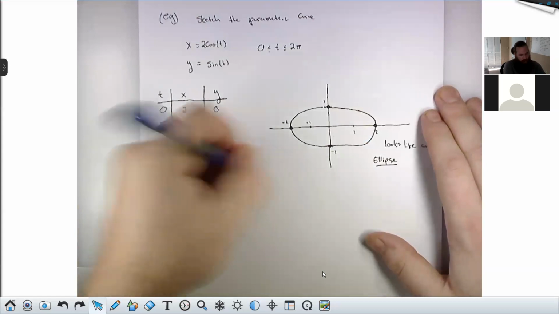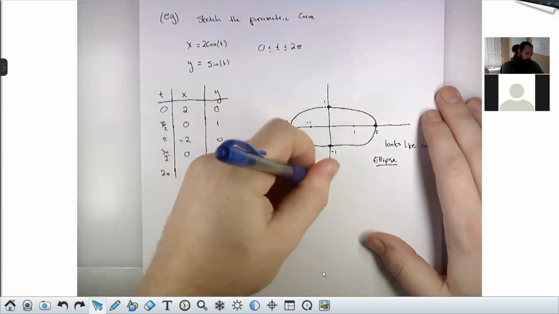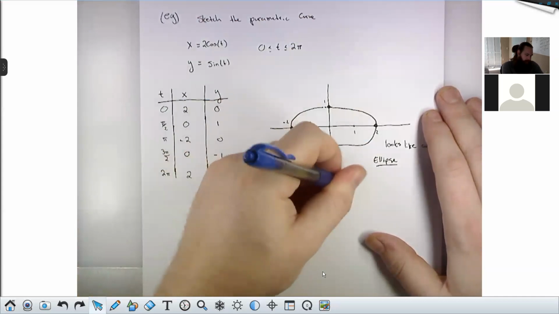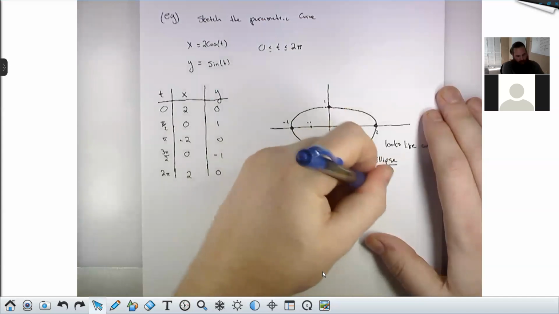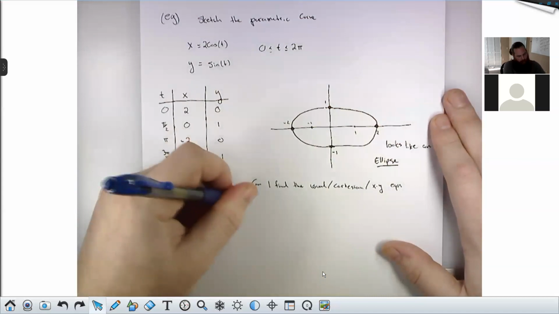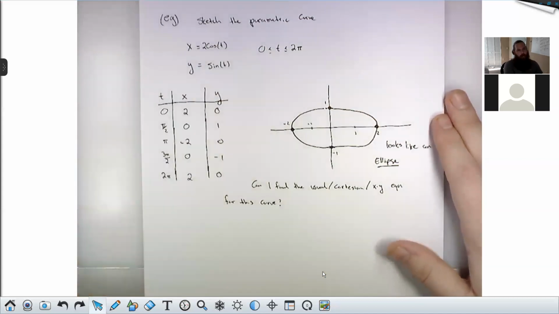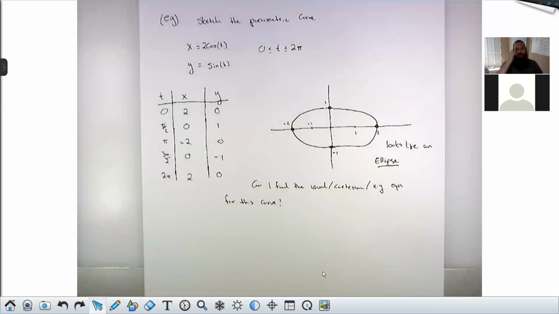Can I find the normal, usual word for this is Cartesian, or xy equation for this curve? So right now I have these two equations involving x and t and y and t, but I don't have my normal xy equation. Remember that the normal equation for an ellipse centered at the origin is x squared over a squared plus y squared over b squared equals 1. So I would like to somehow get something like that out of these.